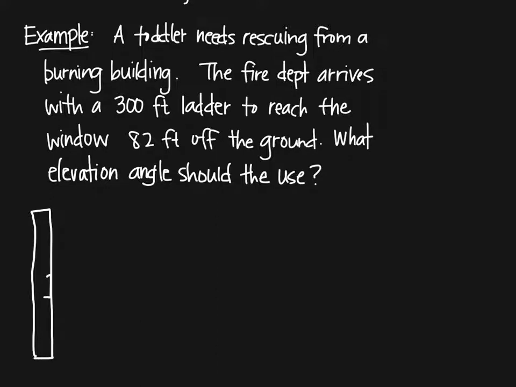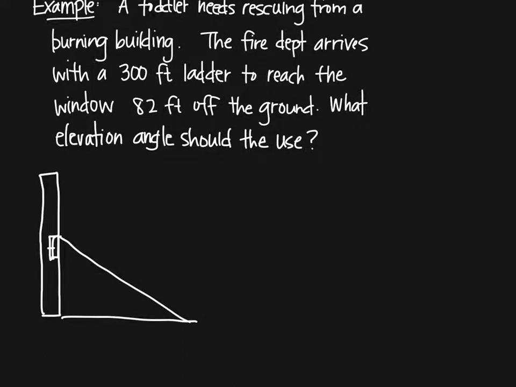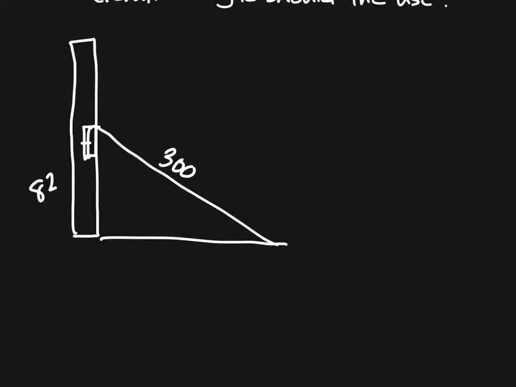Here's the little window. We're trying to get to the window. We know that the window's 82 feet. We're going to lean the ladder up against the building, thus creating a right triangle. So the sides of the right triangle are as follows. Where do we put the 82? On this side of the triangle here. Where do we put the 300? The hypotenuse. Then we are asked to find the elevation angle. So the elevation angle is alpha, down here in that bottom corner.